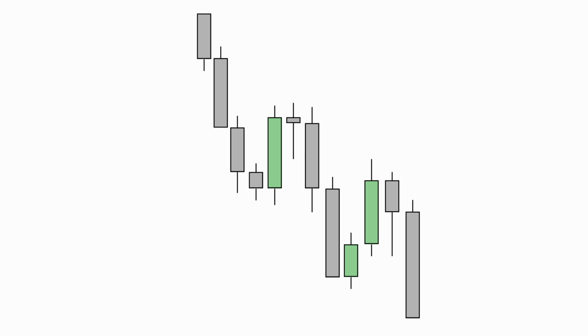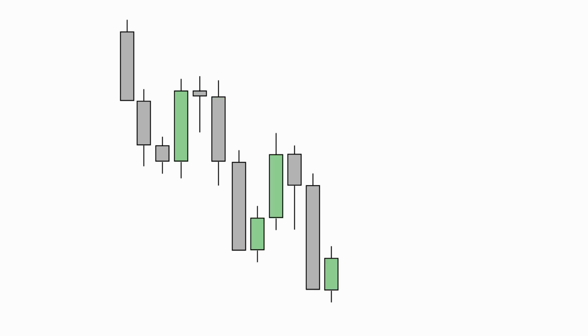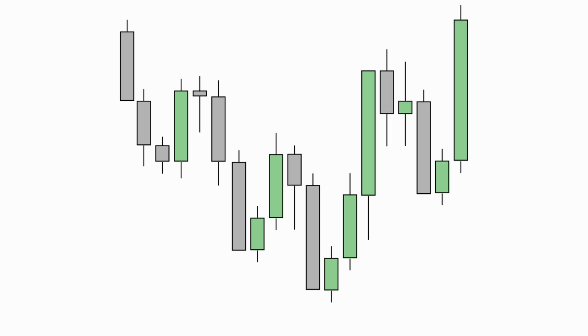Now here's the part most people overlook. When does market structure actually shift? Let's say we're in a solid downtrend, creating a series of lower lows and lower highs. Then suddenly, it shoots up and breaks the previous lower high. That's your shift in structure. This is where we go from bearish to bullish. Once price shifts its structure and expands and pulls back, you get your first higher low. That's where your first low risk entry is, then followed by a new higher high.